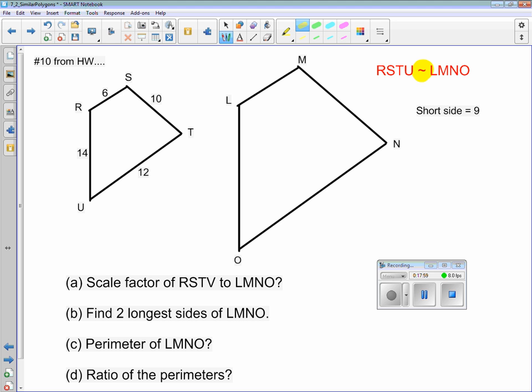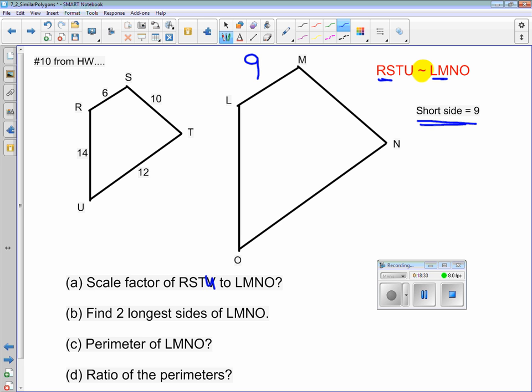Scale factor of RSTU, I'm sorry, RSTV, that should be a U, right? U. Okay, so RSTU to LMNO. It says here the short side is 9. How can I figure out what side is 9? Wouldn't it correspond to the short side on the other figure? So what's the short side over there? RS. So RS corresponds to LM. So I know LM is 9. You okay so far? All right.